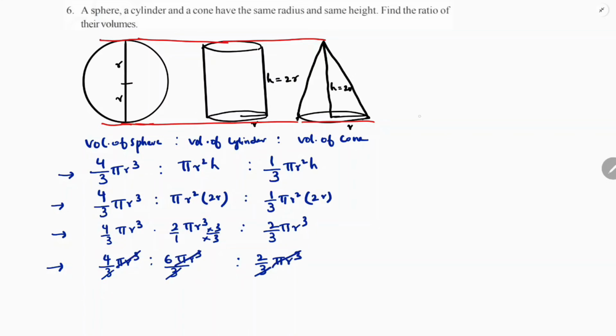So you are left with 4 is to 6 is to 2. So if you cancel with 2 table, 2 is to 3 is to 1. 2 times 2, 2 times 3, 2 times 1. So the ratio of their volumes is 2 is to 3 is to 1.